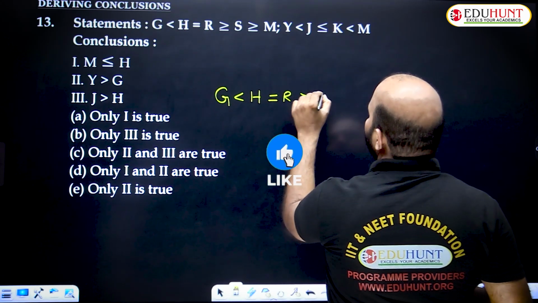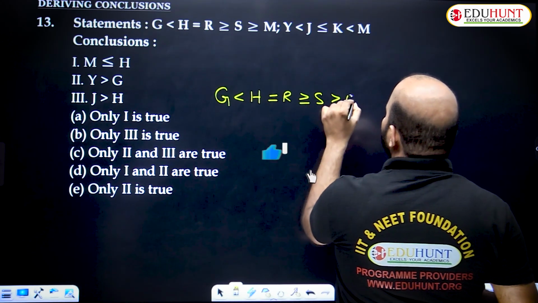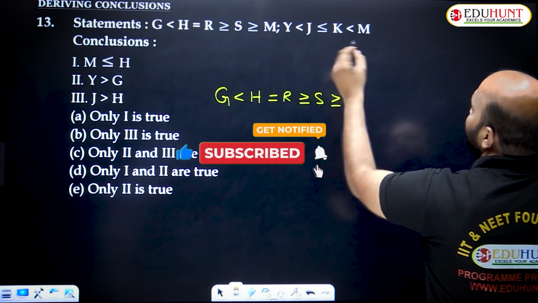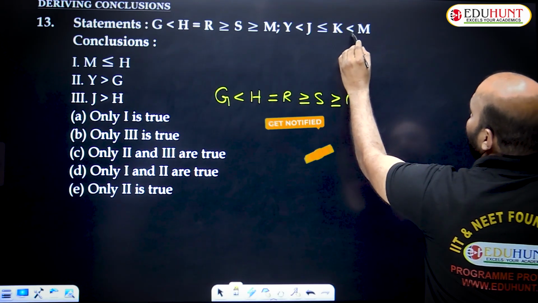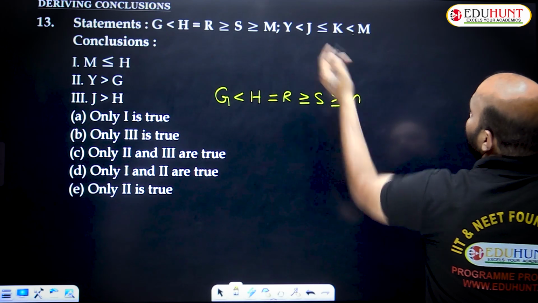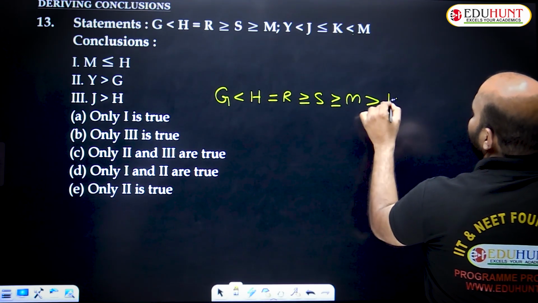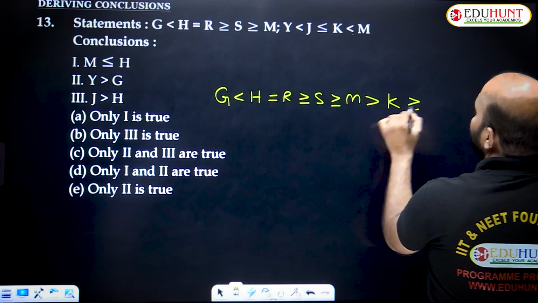R is greater than or equal to S. S is greater than or equal to M. So Y to M is already given in the relations. According to reverse order, K is less than M, so from M it can be written in reverse expression: M is greater than K. Again, K is greater than or equal to J.